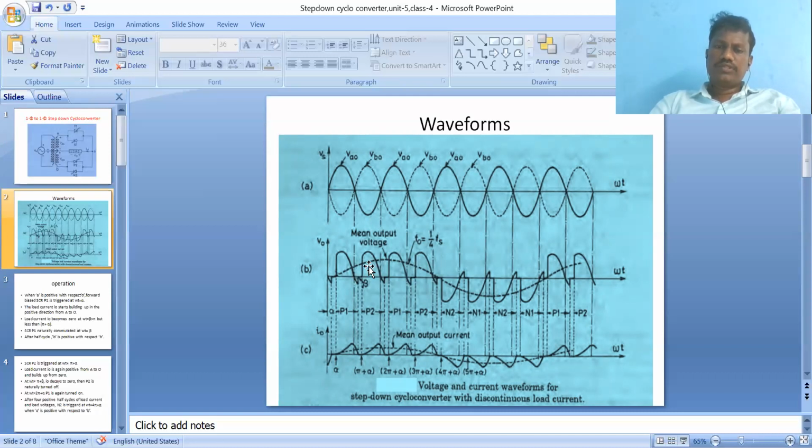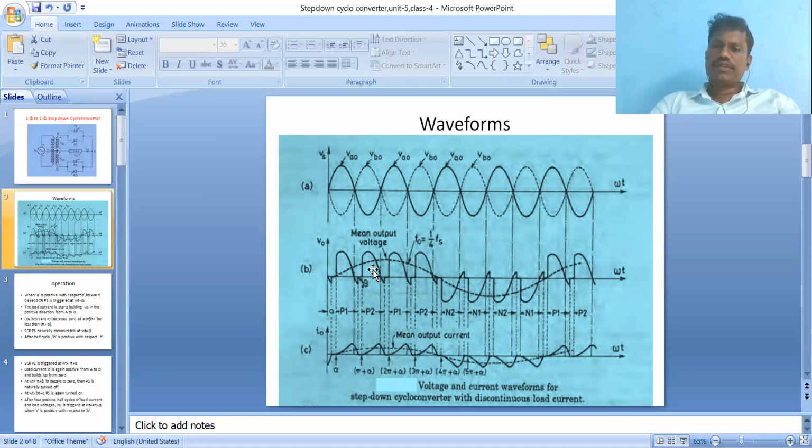So in this portion, P2 will be in on state. How does P1, which is already turned on, turn off? At the end of this portion, the forced commutation technique is applied to P1. P1 comes in off state. Then P2 comes in on state after applying firing pulses to P2. And again forced commutation to P2.